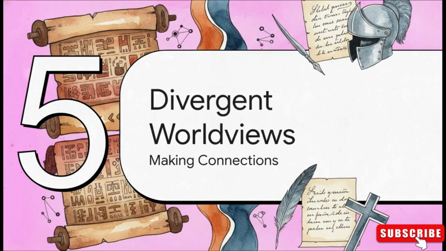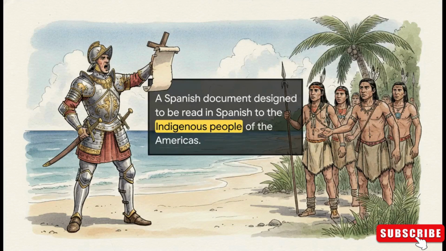And finally, part 5, documents and divergent worldviews. This 1513 document, El Requerimiento, perfectly captures the brutal absurdity of imperial policy. Conquistadors were ordered to read this legal document aloud to Native Americans, demanding total submission to the Spanish crown and the church. The catch? It was read entirely in Spanish to populations who didn't understand a single word of it. Yet it effectively served as the foundational legal justification for conquest and the implementation of those strict systems we've been exploring.